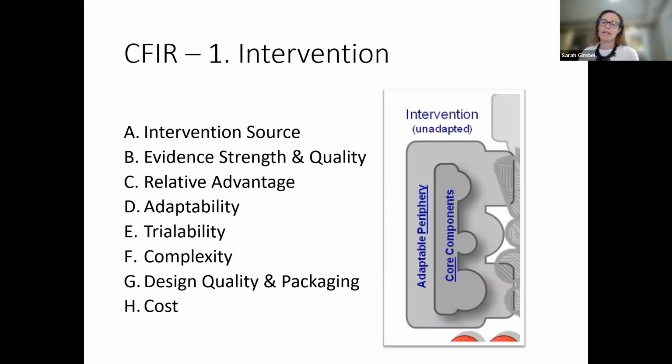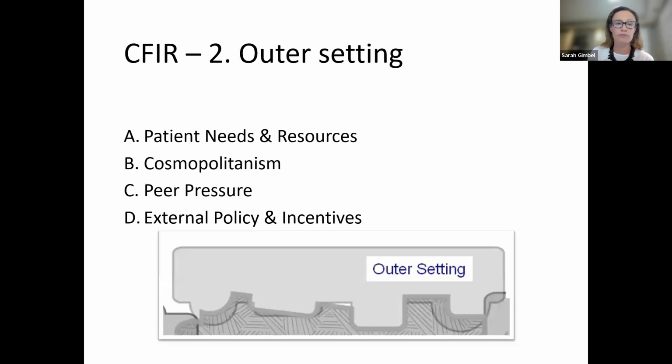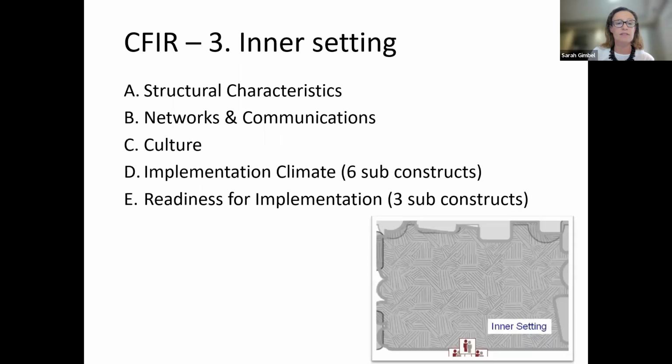So each domain contains specific constructs. For intervention, we have intervention source, its evidence strength and quality, its relative advantage, adaptability, trialability, complexity, design quality and packaging, and cost. For the outer setting, we consider patient needs and resources, its cosmopolitanism, its peer pressure, its relation to external policies and incentives.